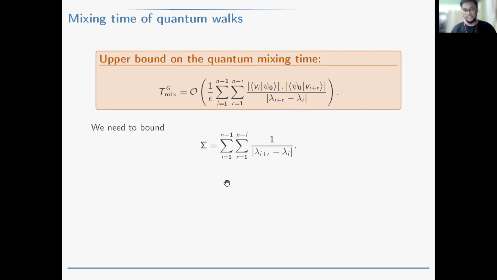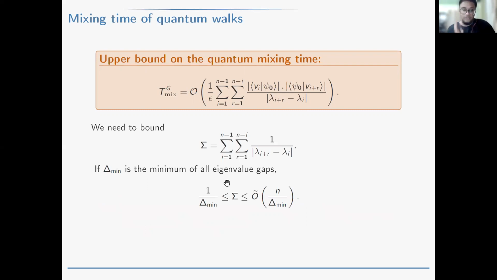Okay, so this is what we need to bound. We can already see very trivial lower and upper bounds for this expression. If you consider that delta min is the minimum over all these eigenvalue gaps, an obvious lower bound is going to be 1 over delta min, because you can't do any better. So the sum sigma is going to be at least 1 over delta min.